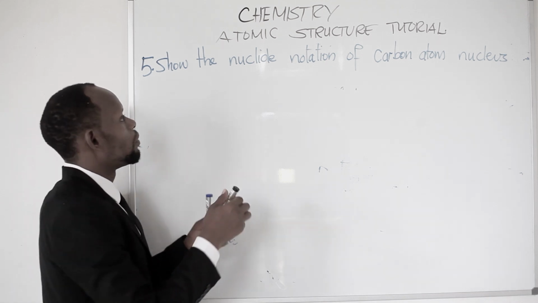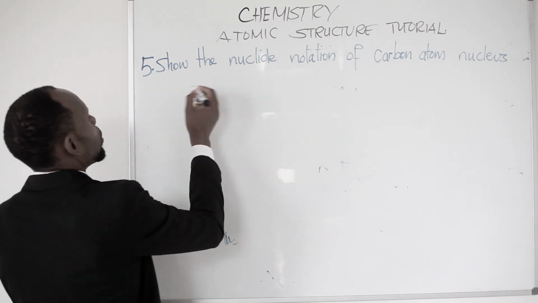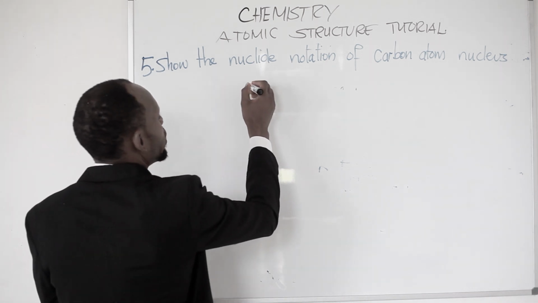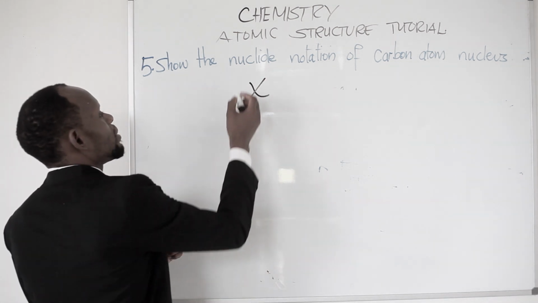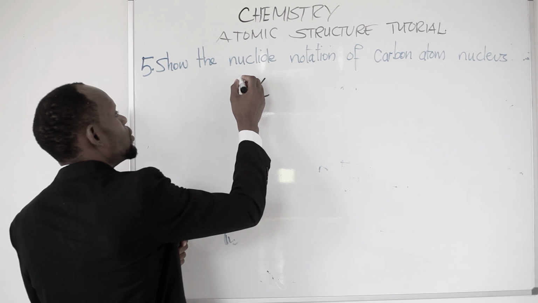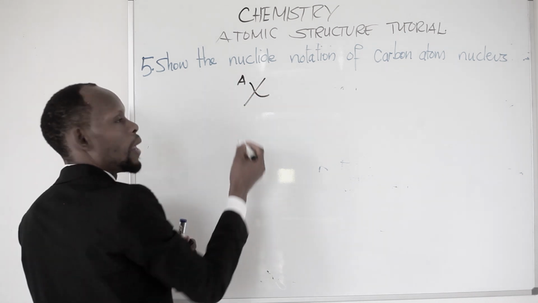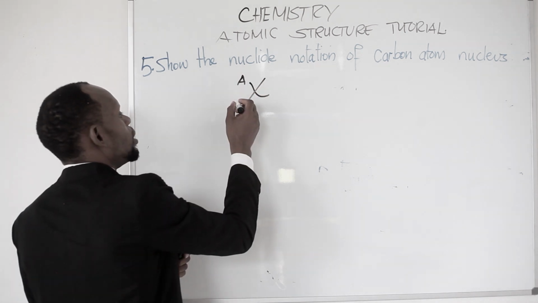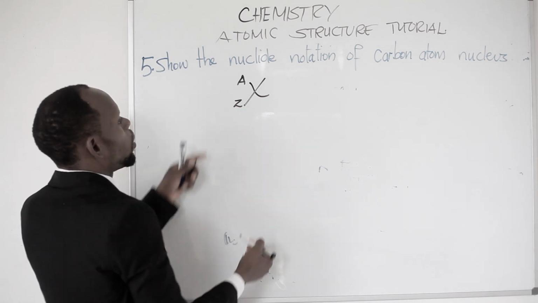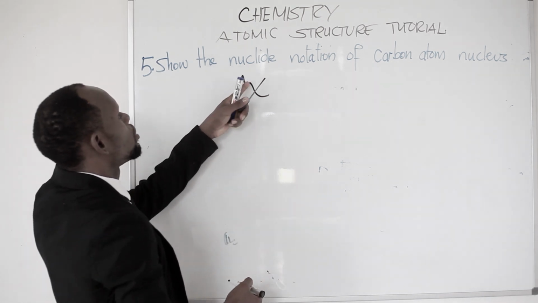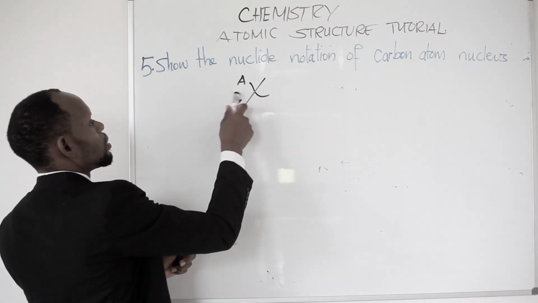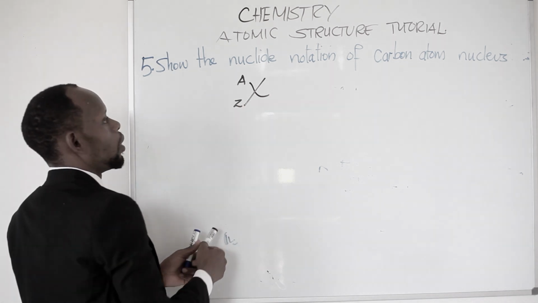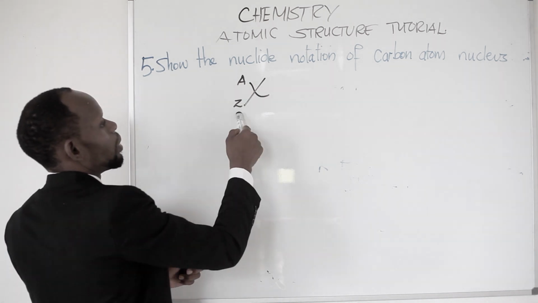Let us go. For example, here, the nuclide notation for, let's say, an atom X having mass number shown by A, and atomic number represented by Z. So this one is in the superscript position, while this is the subscript position. So it is shown in this way.